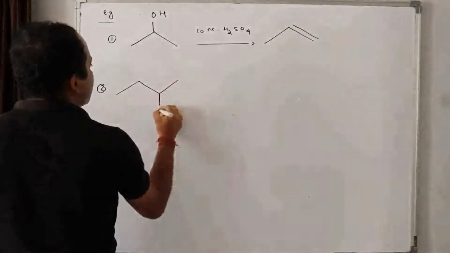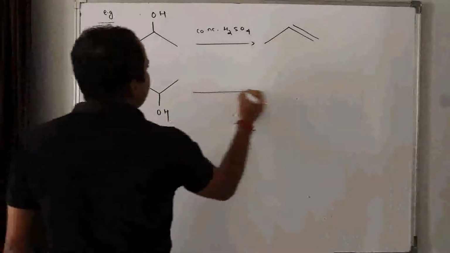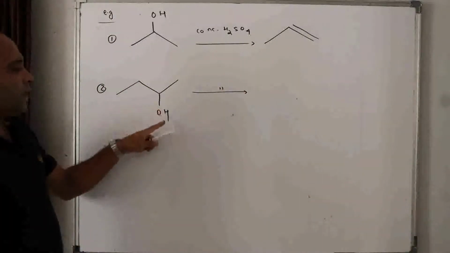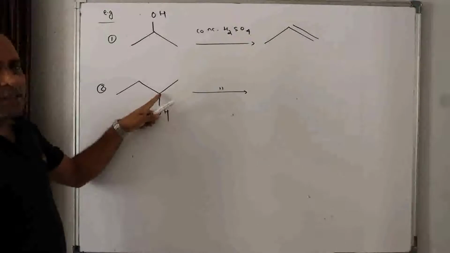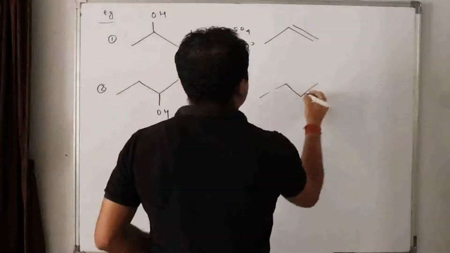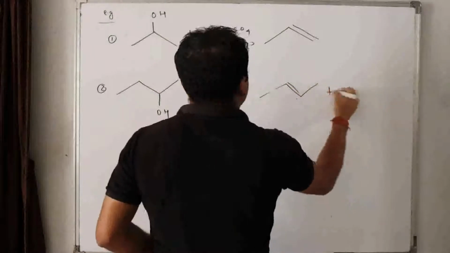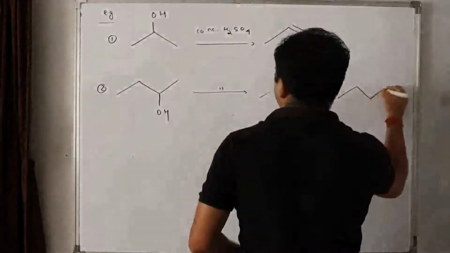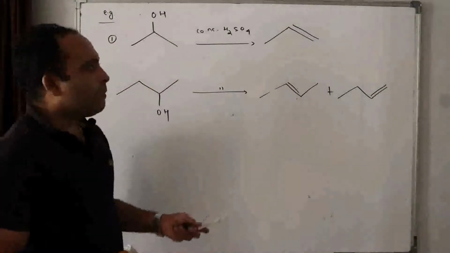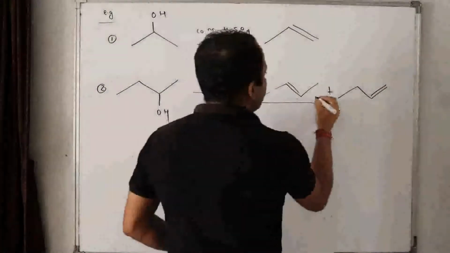Done. Now, second case. Is there any chance of formation of carbocation? Yes. If carbocation is there, then there is chance of rearrangement. If I remove this OH in the form of water and there is a plus, any rearrangement chances? No, this is already stabilized. So, I will get products like this, plus this. Easy? And which will be major? Saytzeff's product will be major.